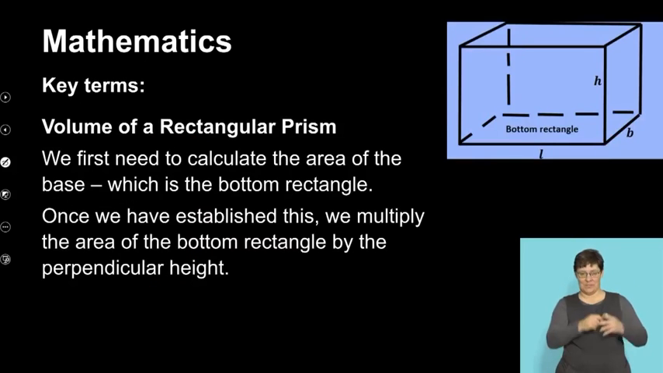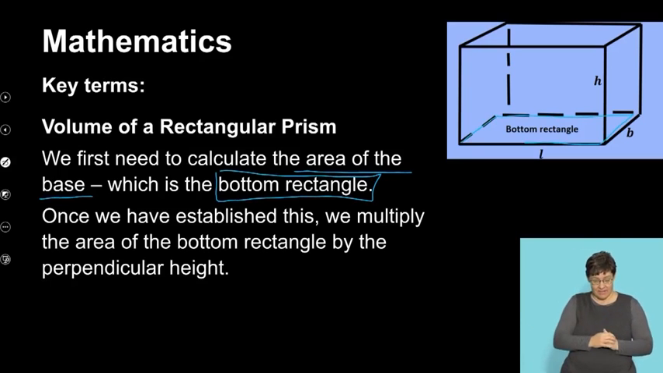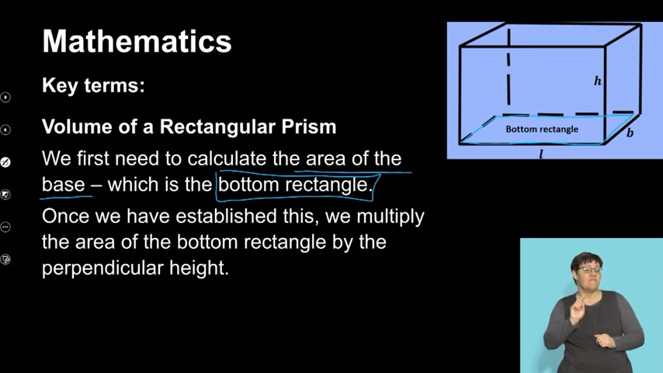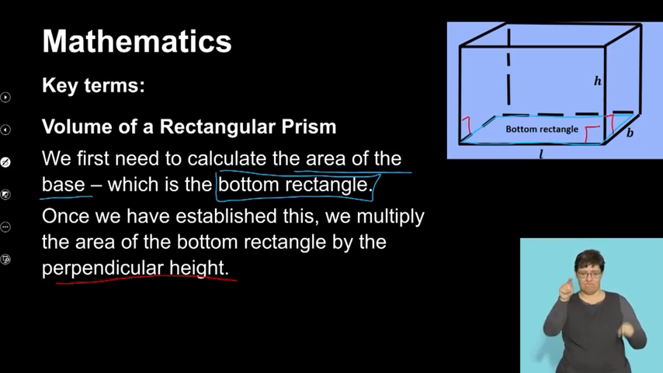Great, guys, so the next one is the volume of a rectangular prism. We first need to calculate the area of the base, which is the bottom rectangle. So we can see the base of this particular box is this bottom rectangle. So I'm first going to calculate the area of that rectangle. Once we have established this, we multiply the area of the bottom rectangle by the perpendicular height. Again, a rectangular prism is made up of rectangles, and rectangles have right angles present at all of their corners. So we know that that angle will be 90 degrees, which means that h is my perpendicular height.